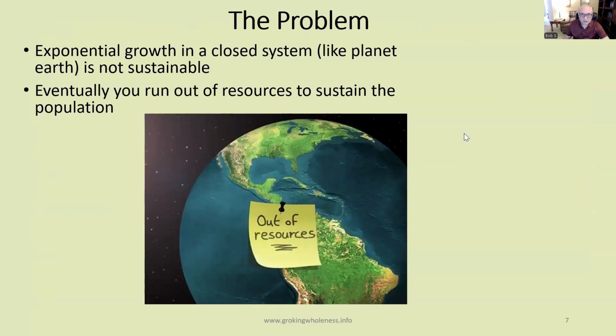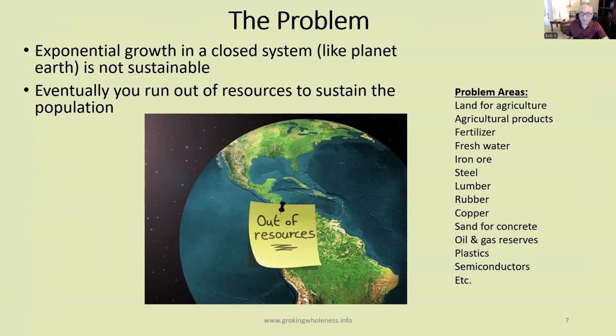So essentially, what all this means is that when you have a closed system like planet Earth, exponential growth is not sustainable. Eventually, you consume all the resources to sustain the population. And right now, we have a number of warning signs on the horizon. Some of them are making a lot of noise already. For example, oil and gas reserves are estimated to peak within this decade. There's only so much of that stuff buried in the ground.